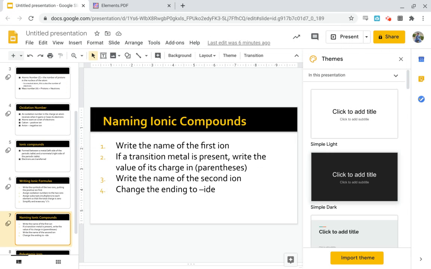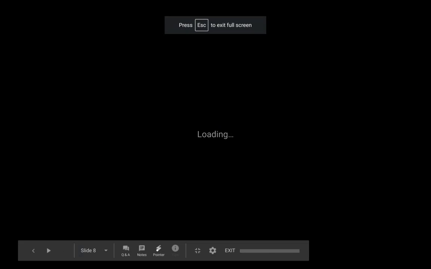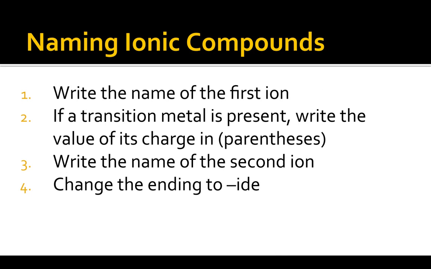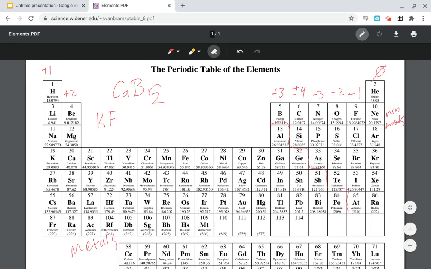If we were going to name these things, it's really simple to name ionic compounds. You write the name of the first ion. Transition metals will add a little second step we have to do with Roman numerals. Then you write the name of the second ion and change the ending to -ide. So let's go back to these two examples.